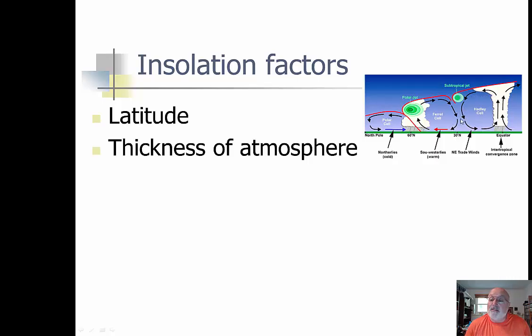So we get these convective cells. This is called the Hadley cell, the Ferrel cell, and the polar cell. And then we actually have high pressure areas, low pressure areas, and high pressure areas by the pole. And we'll talk more about those.